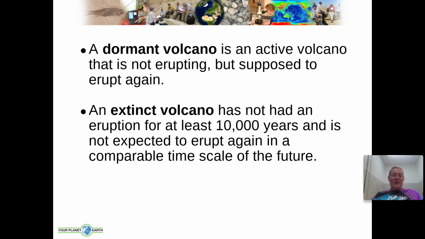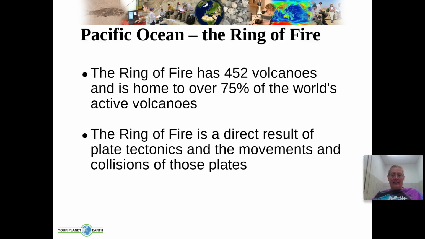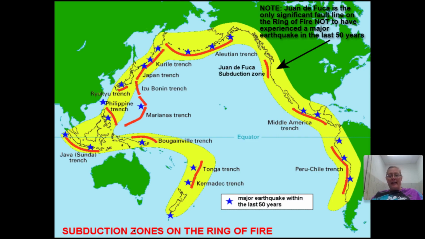An extinct volcano has not had an eruption for at least 10,000 years and is not expected to erupt again in the foreseeable future. Kind of like a dinosaur. Not expected to come back. It is extinct. In the Pacific Ocean, we find what we call the Ring of Fire. It is a direct result of plate tectonics and the movements of those plates in that area. Notice how many volcanoes there are: 452 volcanoes, over three-quarters of the world's active volcanoes. How cool is that?